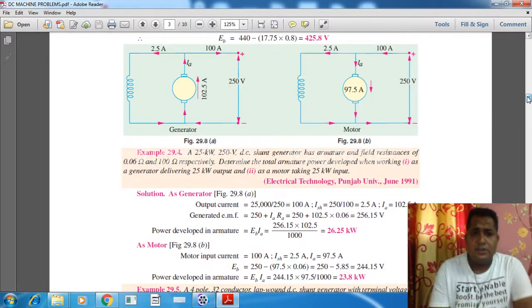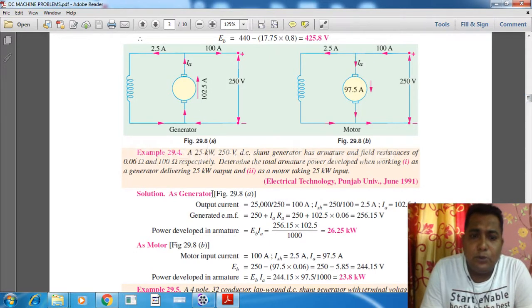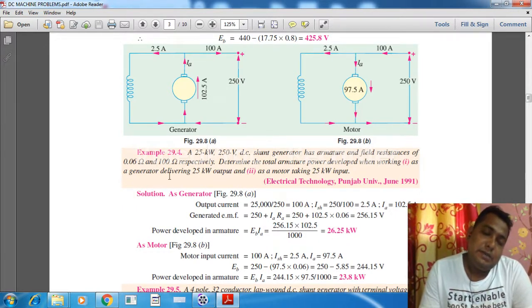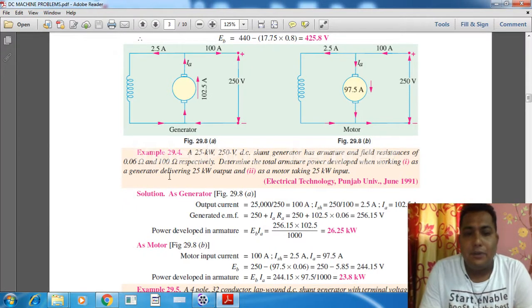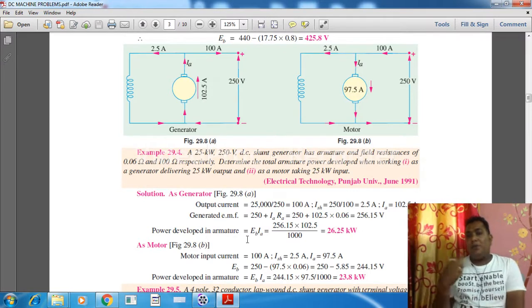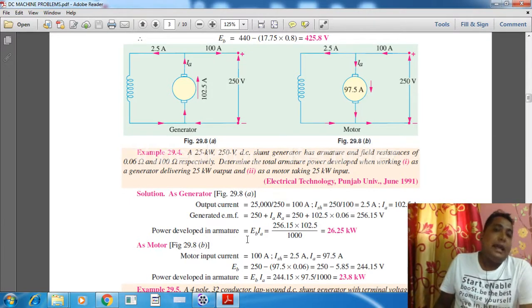So here I think this is a diagram for this one. Once this DC machine is delivering 25 kilowatt, and once as a motor it is taking 25 kilowatt as input, and it has a terminal voltage of 250 volt. So we know the P and we know the V, so from that we can find out the I.